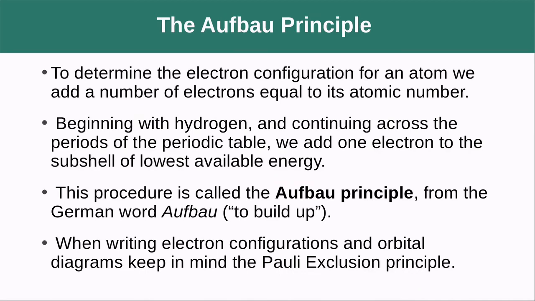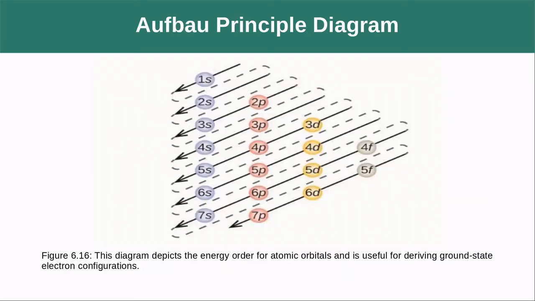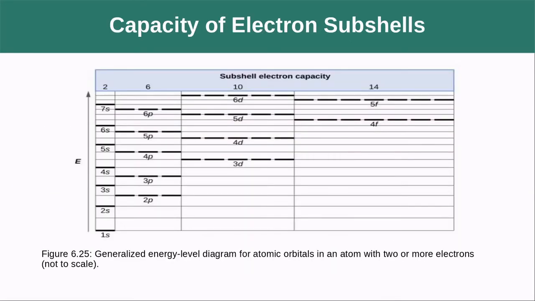The Aufbau Principle. To determine the electron configuration for an atom, we add a number of electrons equal to its atomic number. Beginning with hydrogen and continuing across the periods of the periodic table, we add one electron to the subshell of the lowest available energy. This procedure is called the Aufbau Principle, from the German word Aufbau, to build up. When writing electron configurations and orbital diagrams, keep in mind the Pauli exclusion principle. So, what is that? That is exactly what I just said with this diagram back here.